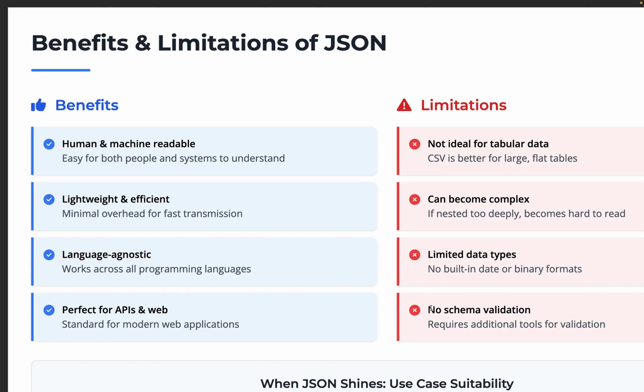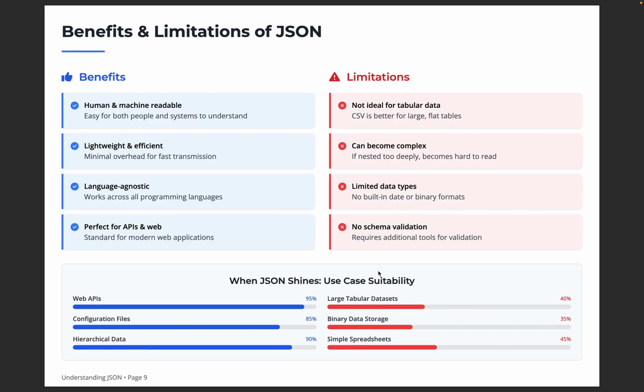All right. So the benefits and limitations of JSON, right? JSON is good for both humans and computers. It's very transparent, very easy to understand which data means what. It's fairly lightweight and efficient. There's minimal overhead. You can use it in any programming language, and it's ideal for things like APIs, web applications and mobile applications. It's not ideal for tabular data. It can become complex because you can have nested objects inside of each other. Again, it depends how you structure it.